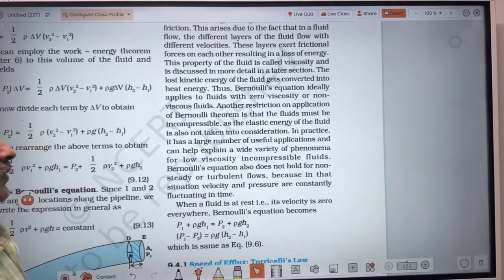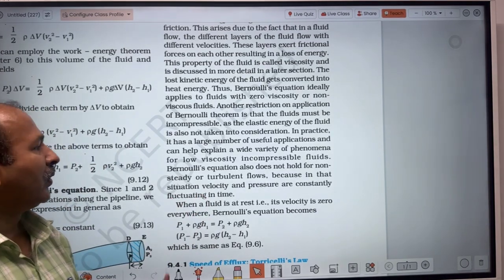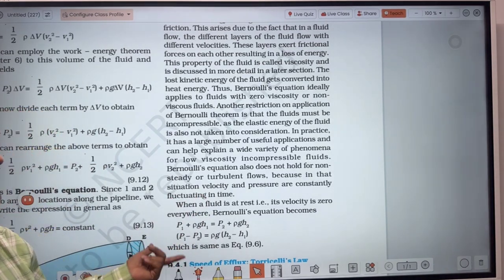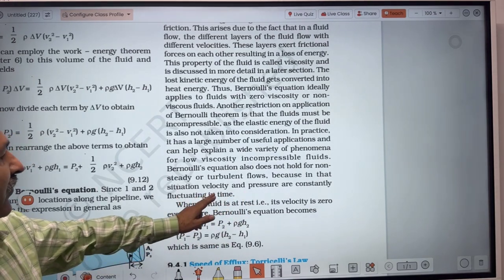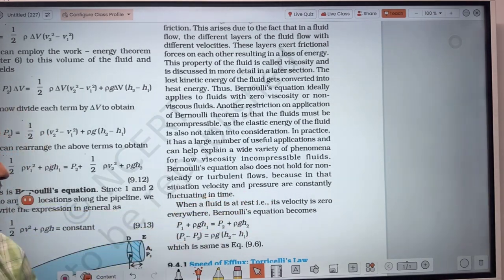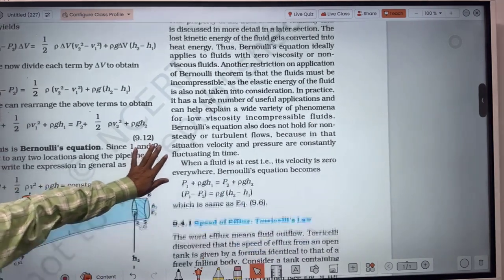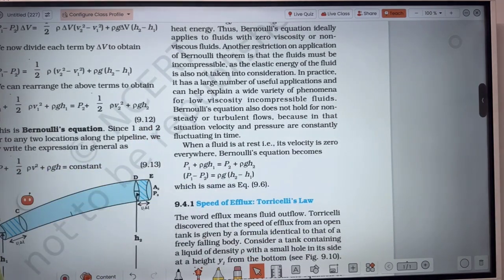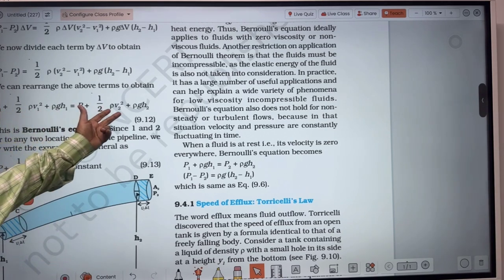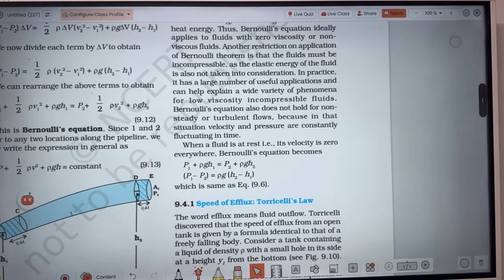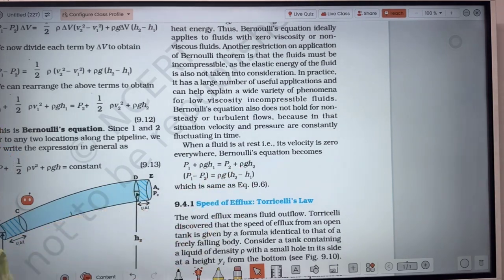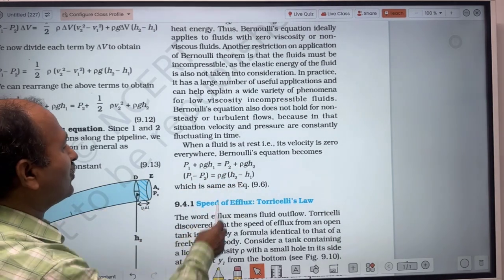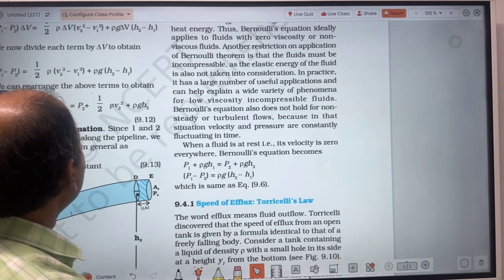So a question may come whether Bernoulli's theorem holds good for turbulent flow. Your answer should be no, because in that situation velocity and pressure are constantly fluctuating in time. When a fluid is at rest, with no velocity, what would happen? The velocity terms will cancel out, so we get P1 plus rho GH1 equal to P2 plus rho GH2, or P1 minus P2 equal to rho G into H2 minus H1.